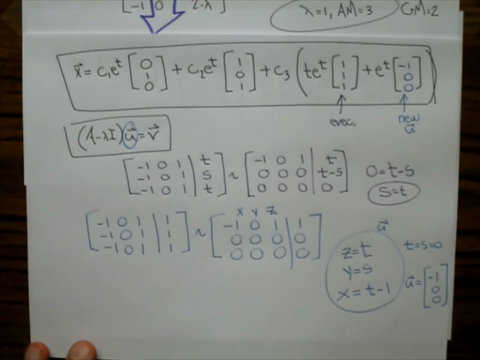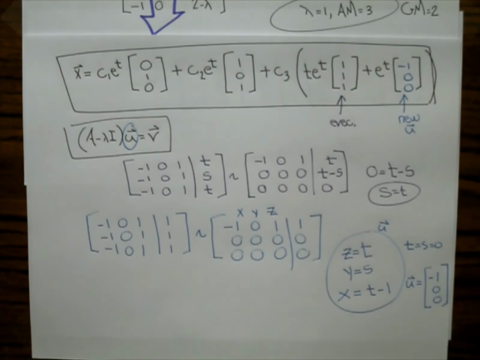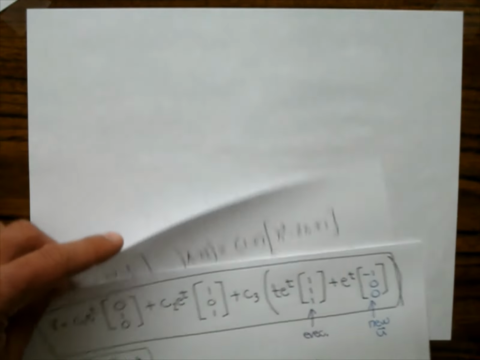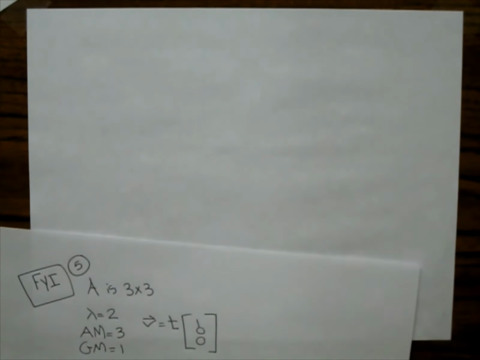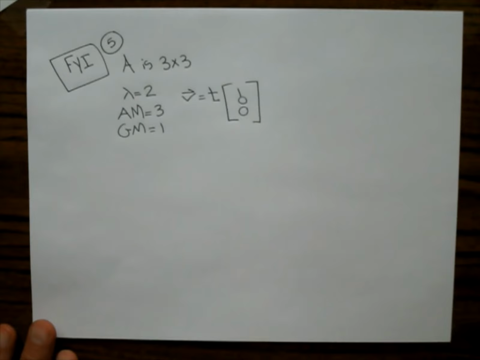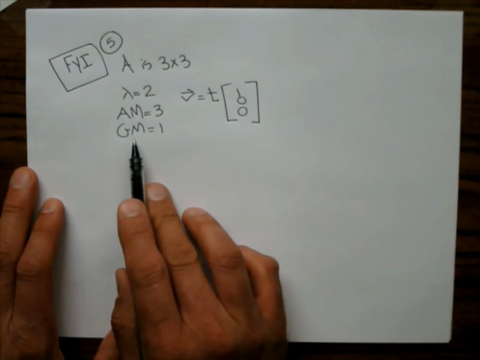There's my new u, and that completes problem number 4, where the algebraic multiplicity is 3 and the geometric multiplicity is 2. So you might wonder, well, what happens, Joe, if the algebraic multiplicity is 3 and the geometric multiplicity is 1? Well, this is an intro class. So a lot of you can turn off the video right now because this is just going to confuse some of you. But here's one where the algebraic multiplicity is 3 and the geometric multiplicity is 1.